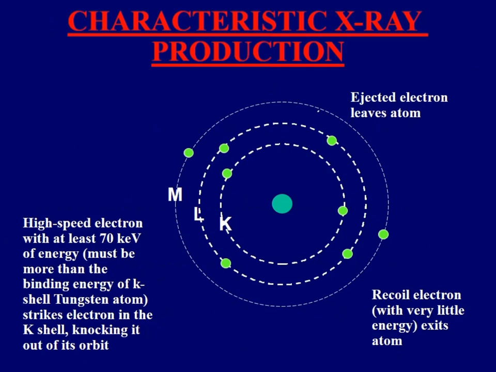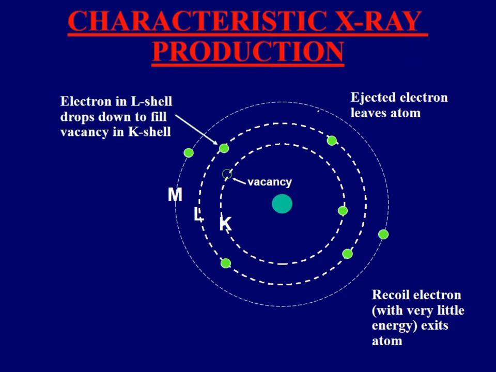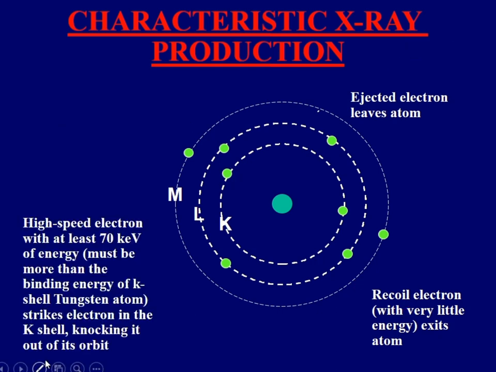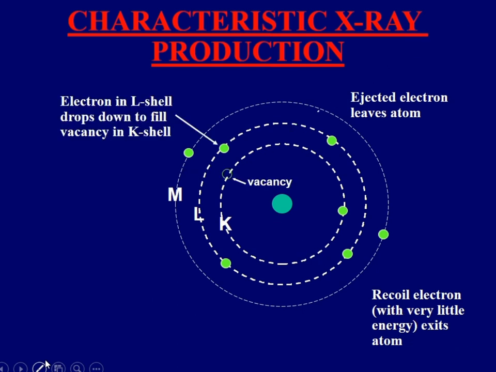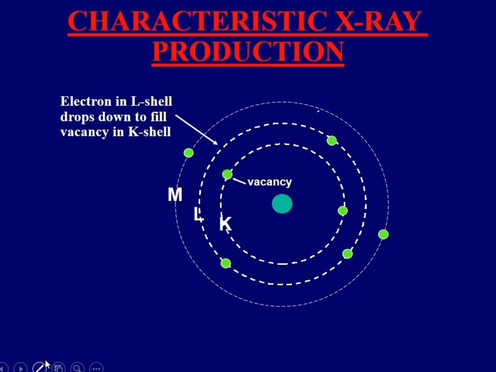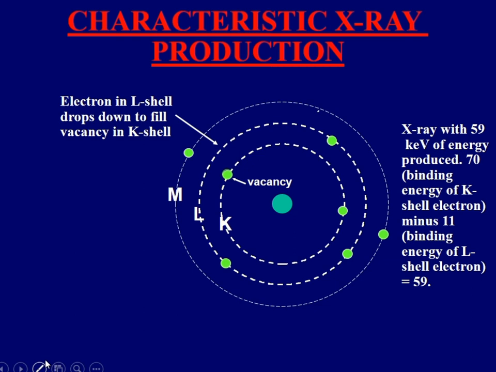Now let us understand in detail how these characteristic X-rays are produced. This is how an electron strikes the inner shell electron, and both electrons are emitted out: the incident electron, and the electron revolving in the inner shell, which is knocked out from its shell. Now an L shell electron will try to fill this vacancy, and a photon is released in the form of X-rays. This is the basic physics behind characteristic X-ray production.